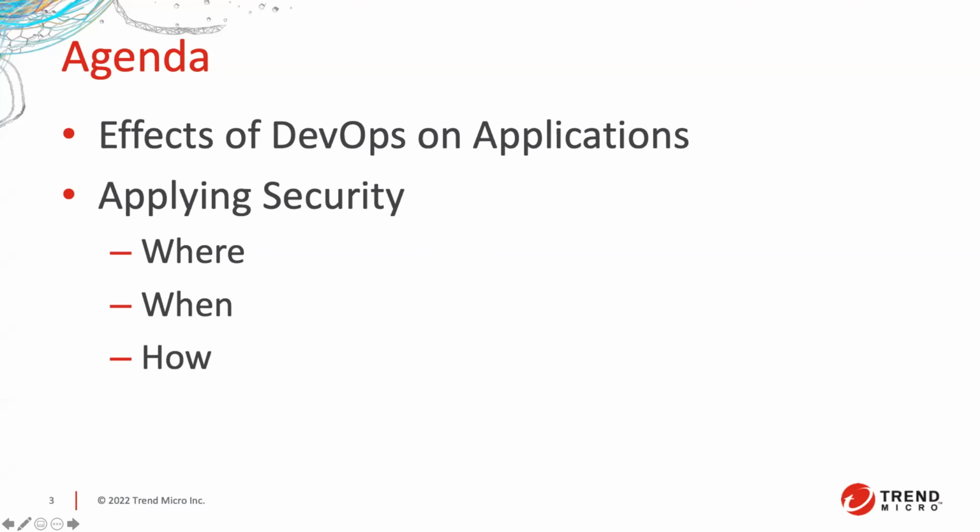And so what I'm going to do today is talk about the effects of DevOps on applications, how we've transitioned from the old way to the new way, and then how that actually benefits security. And then I'm going to talk about when you're applying security to an application, where, when, and how. And in the how piece, I'm really going to talk to you guys about some of the successes that I had and how you guys might be able to replicate that within your own organizations.